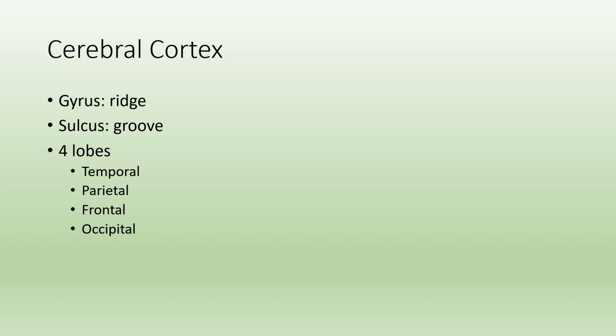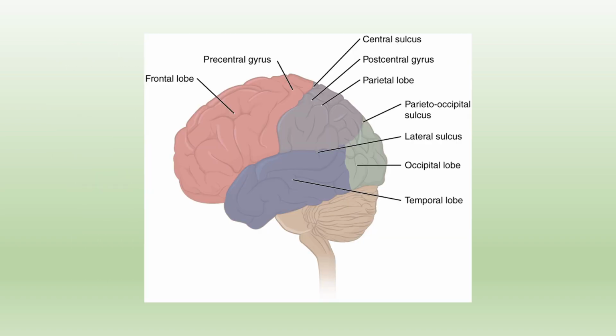The cerebrum itself is divided into different lobes or different sections. There are 4 lobes. In some books you will see a 5th lobe. We'll go with what this textbook is using, which is 4 lobes: the temporal, parietal, frontal, and occipital. And you can probably guess by their names where they're going to be located.